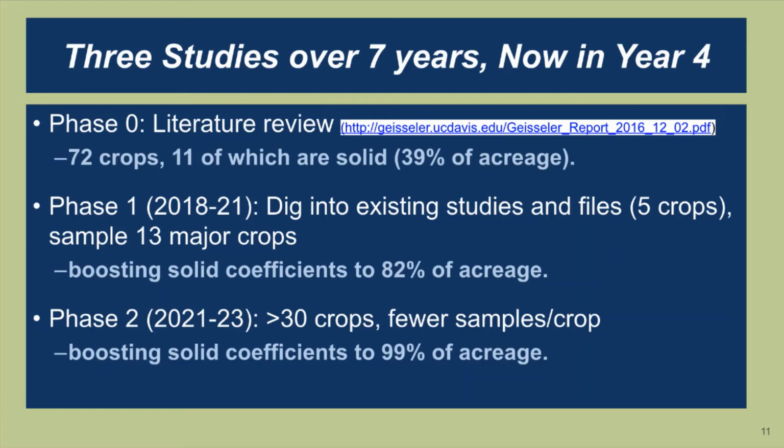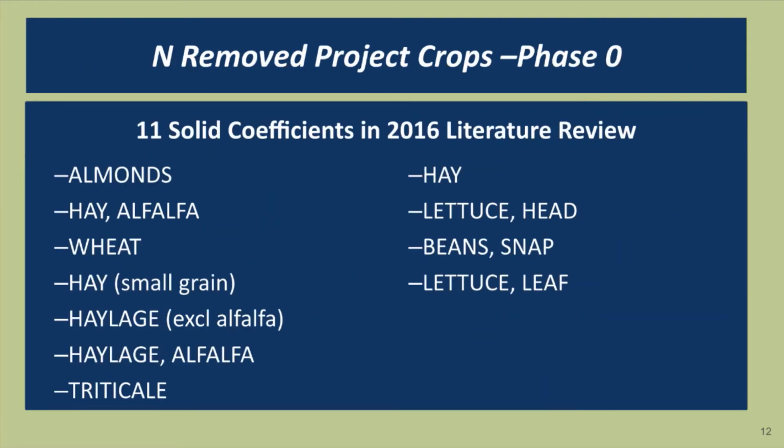Phase two, which is just about to start, these are both FREP-funded studies, I should emphasize, we're going to cover a lot more crops, probably fewer samples per crop, just to be able to get through all of them. These are smaller acreage crops, but altogether should boost our solid coefficient to about 99% of the acreage. And this is really the type of coverage that the regional board is looking for from the coalitions, and so that's why we're trying to boost it to that level.